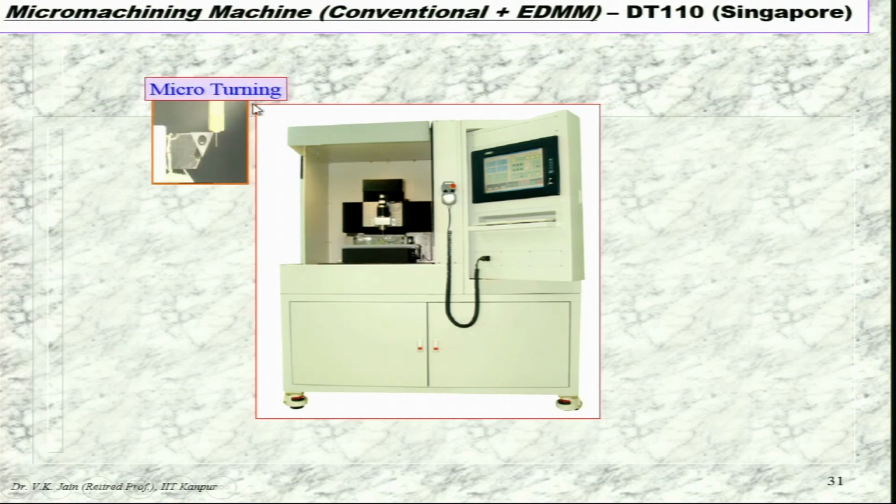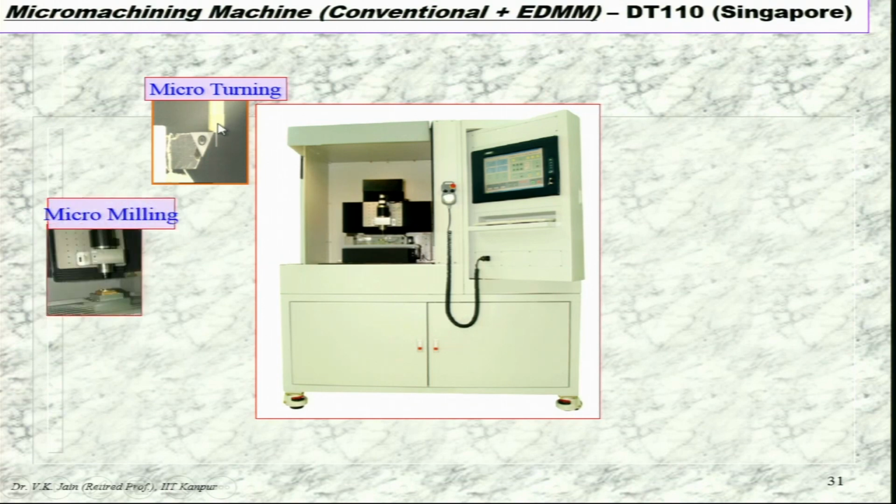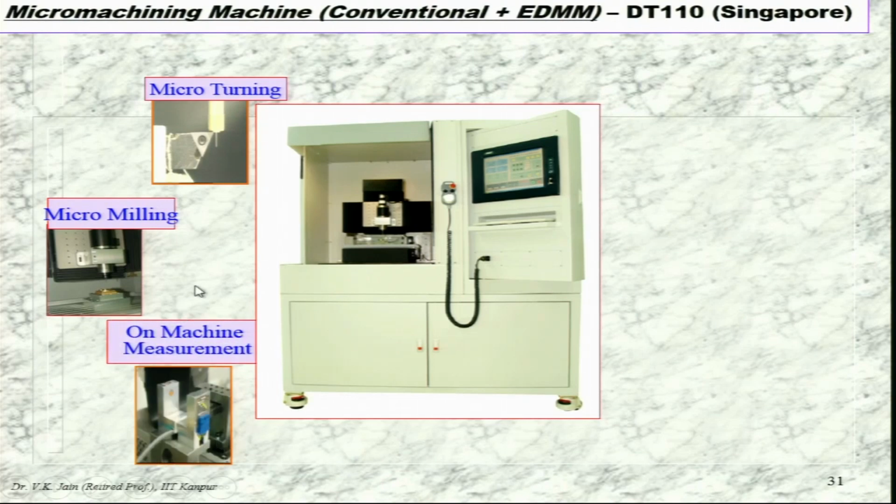Here micro turning can be done on this machine itself. This is the micro turning tool and this is the workpiece. You can do micro milling, this is the micro tool and this is the workpiece, and the milling operation can be done by giving X and Y motion to the tool. On-machine measurement of the different machined features can also be done.